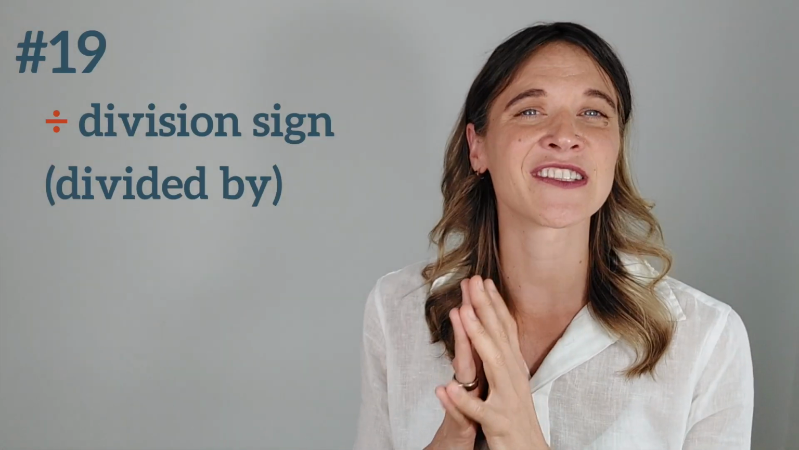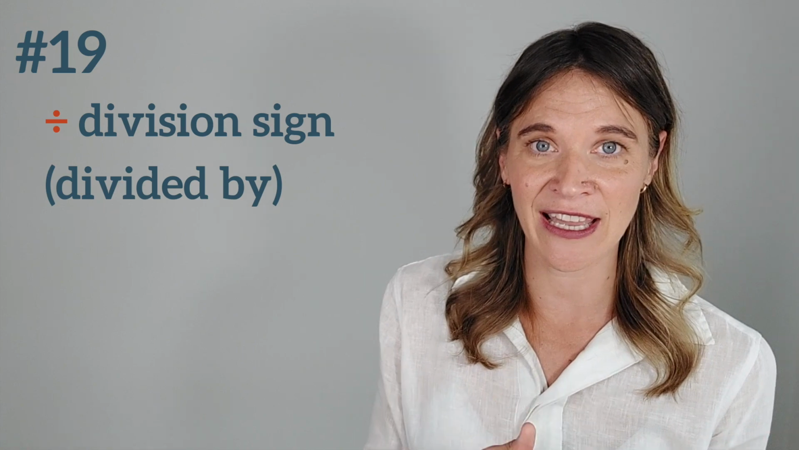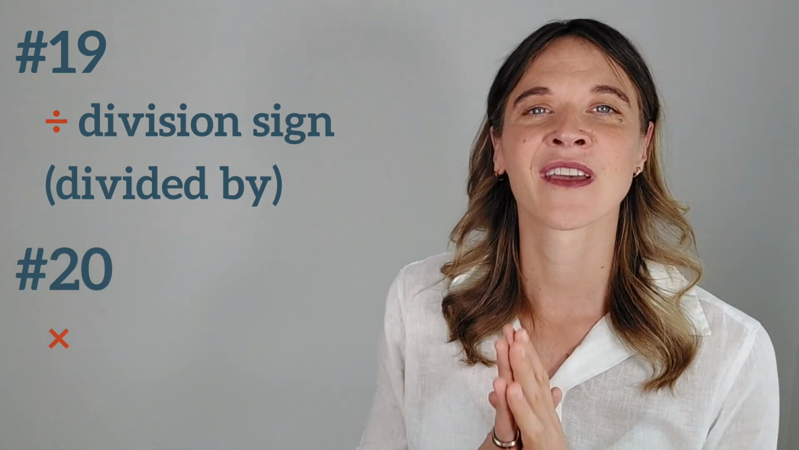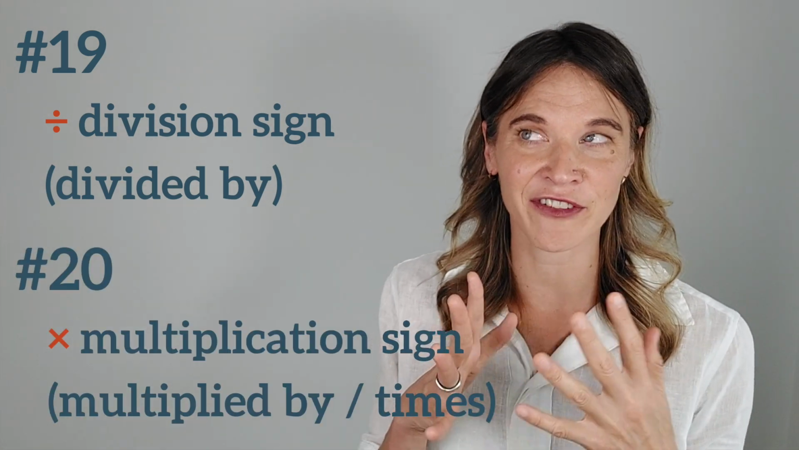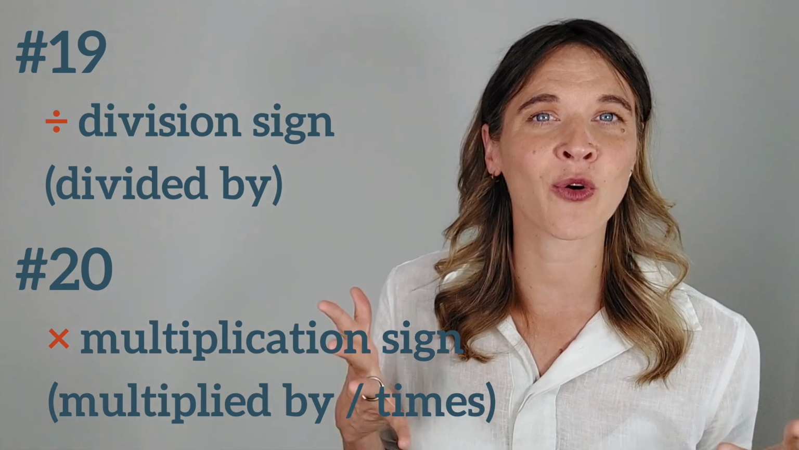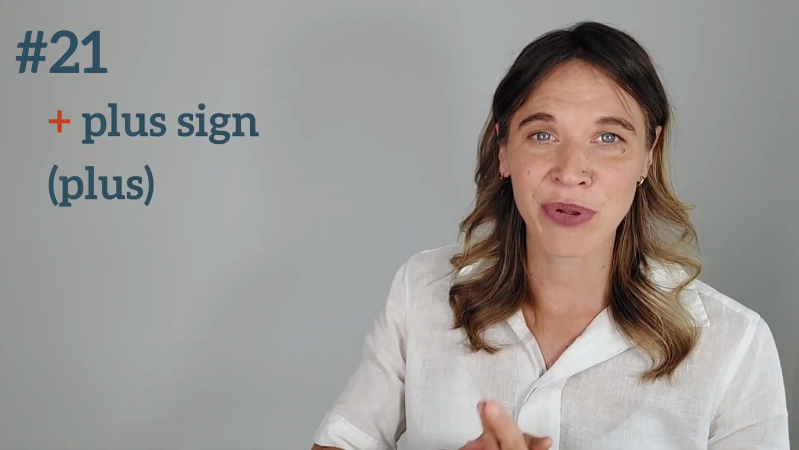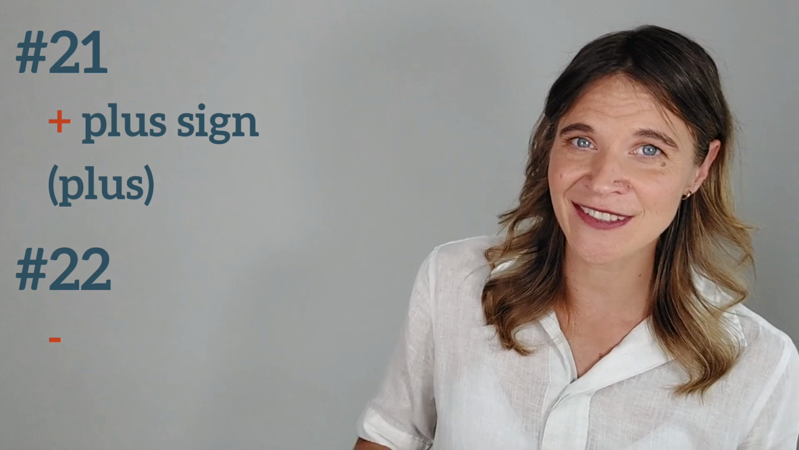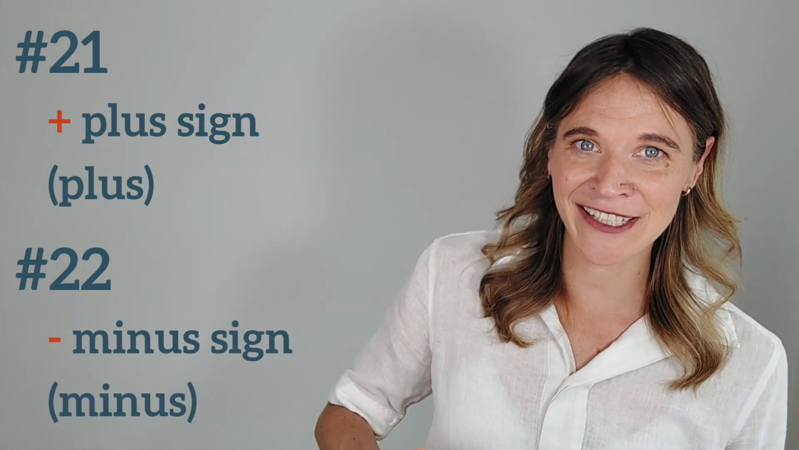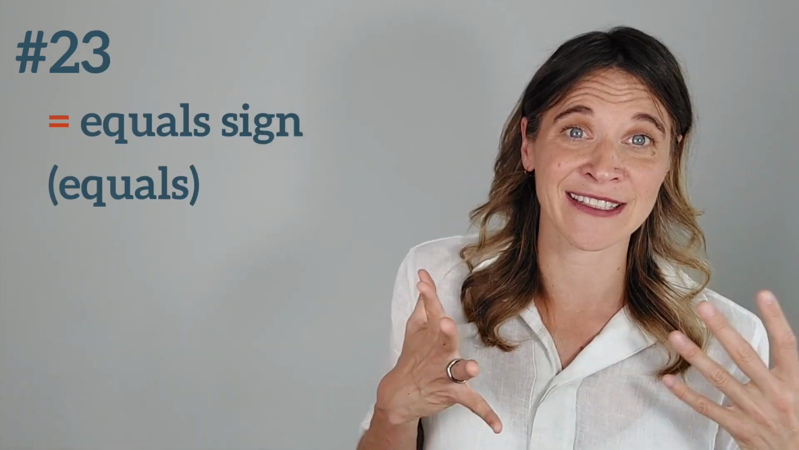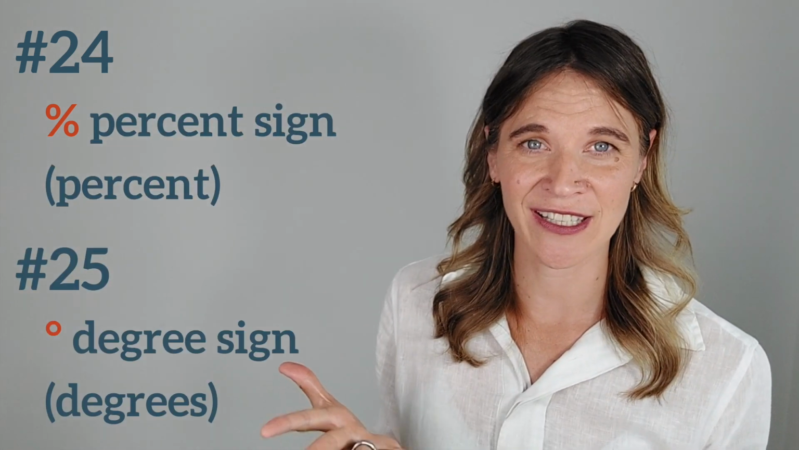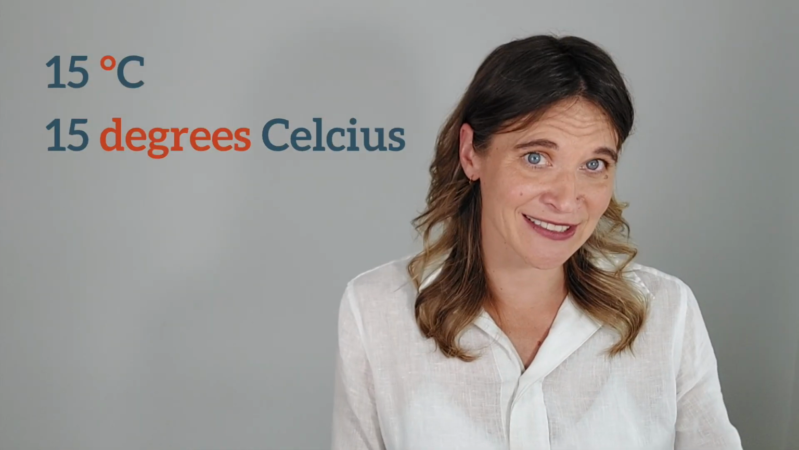And then 19 through 25, these are often seen in mathematics. So we have the division sign, often read as divided by. Multiplication sign, often read as multiplied by or times. Plus sign, read as plus. Minus sign, read as minus, and the equal sign read as equals. Then you have the percent sign and degree, as in 15 degrees Celsius.